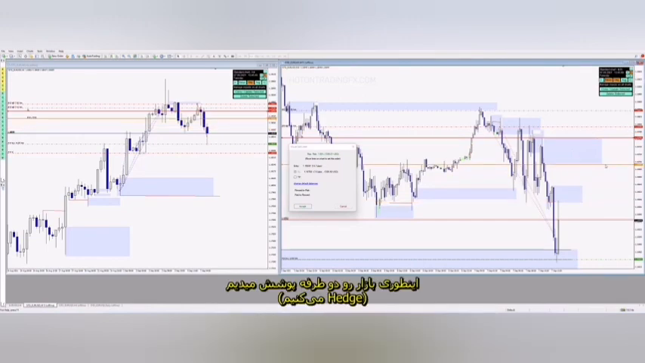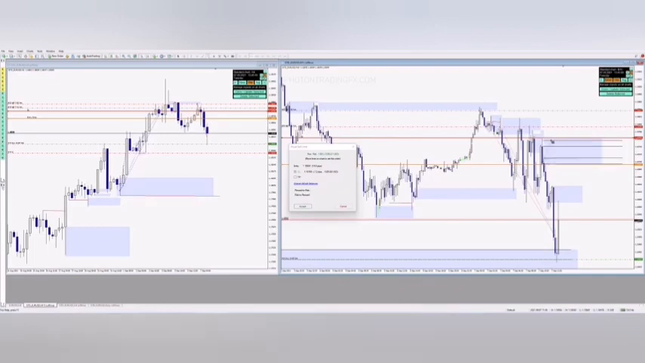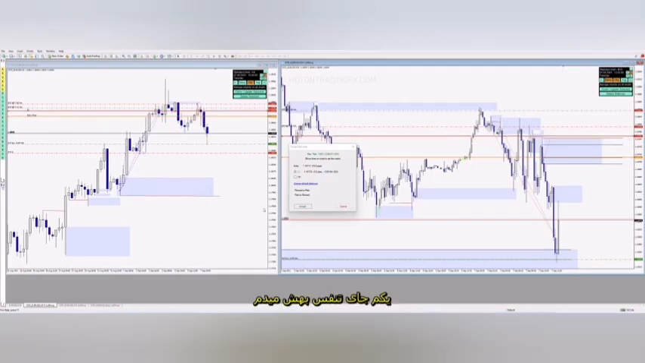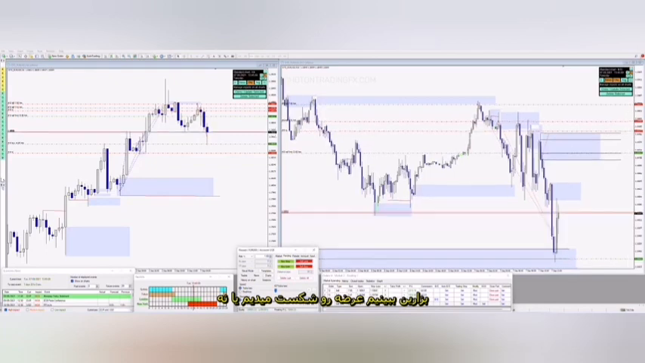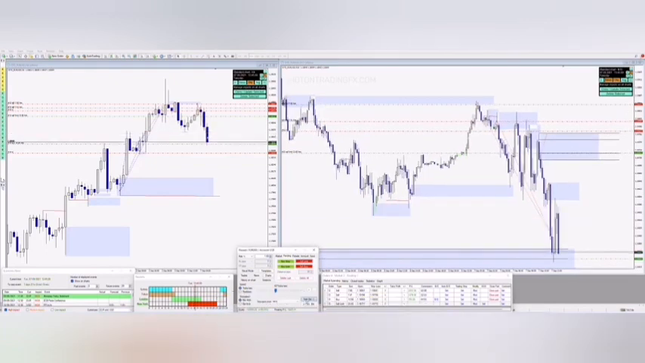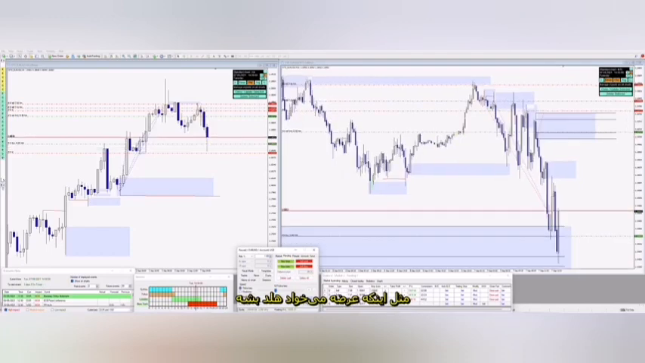Okay, and then we can really hedge this market both ways. So let's see where the 25% is. Okay, there we go. Cool, give that a little bit of a buffer. Let's see if we can clear this supply or not. Doesn't look too good. Yeah, it looks like that supply is going to hold.